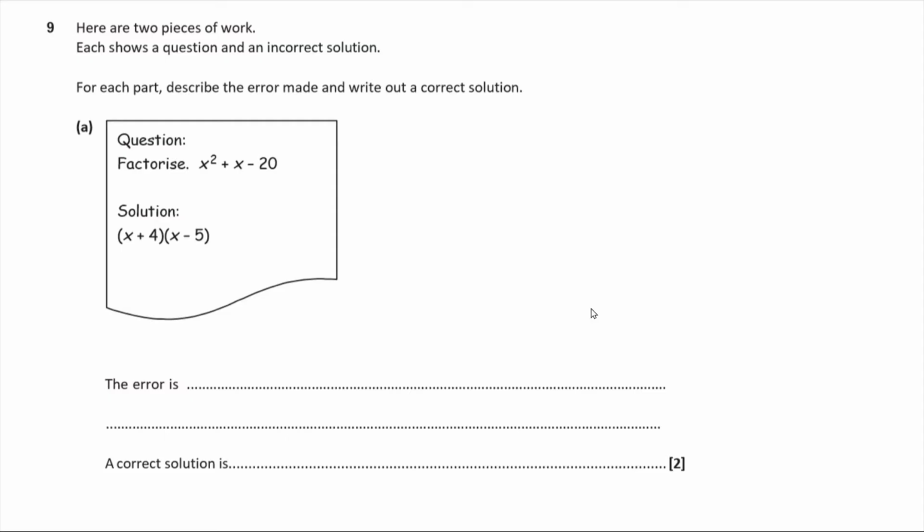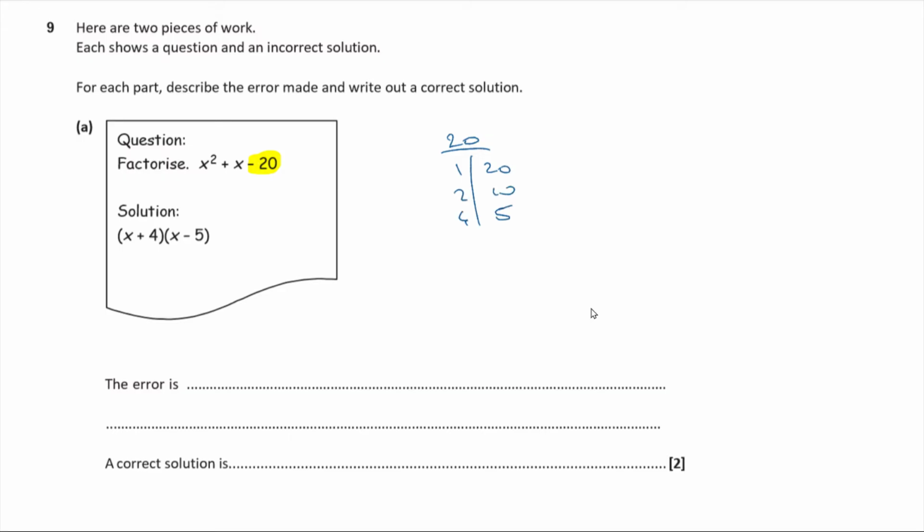Question 9, here are 2 pieces of work. Each shows a question and an incorrect solution. For each part, describe the error made and write out a correct solution. So part A says, factorize x squared plus x minus 20, and the solution is x plus 4, x minus 4. Okay, so when you're factorizing quadratics, start with this number at the end here, the 20. Think about what factor pairs there are. So 20 and 1, 2 and 10, 4 and 5.